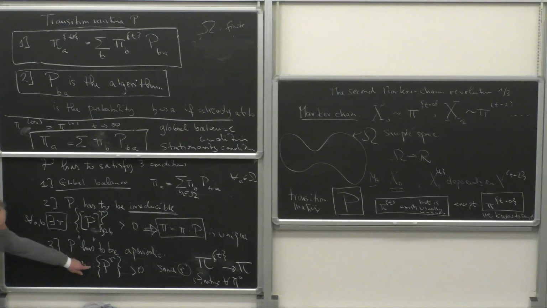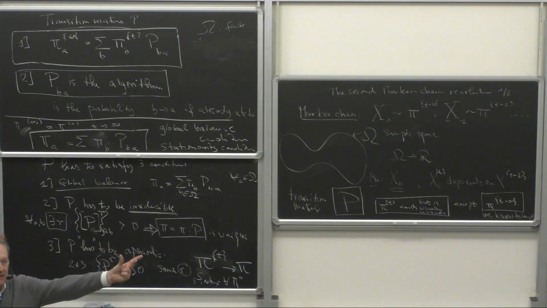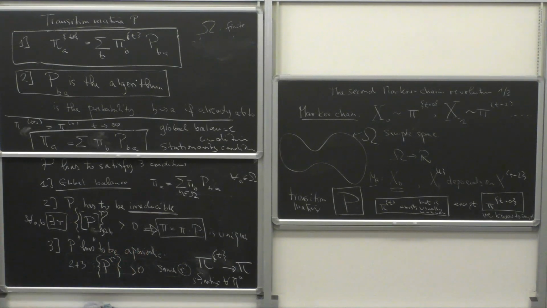So if the transition matrix satisfies the global balance condition, if it is irreducible, if it is aperiodic, then we can start from any initial configuration and we will converge towards pi. Okay? Yes?